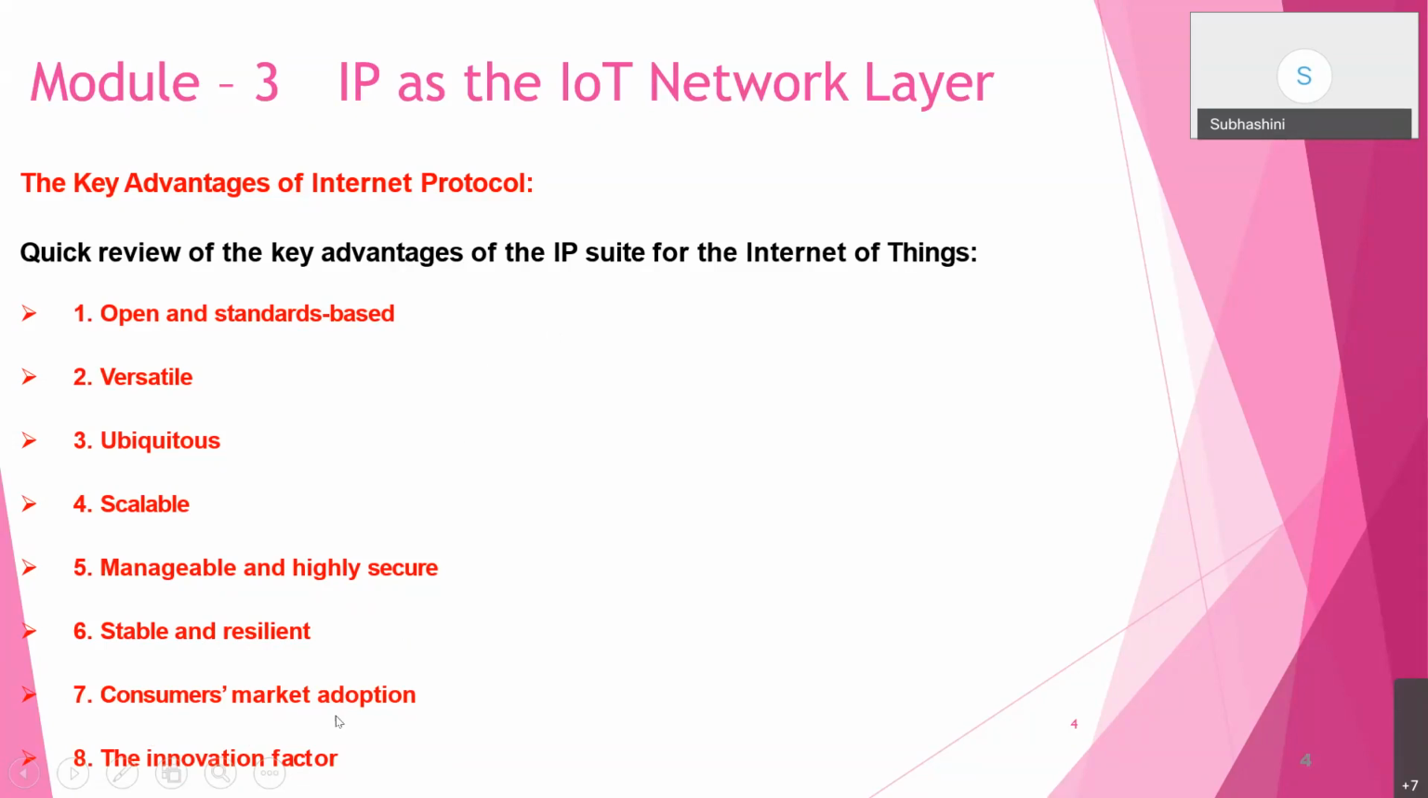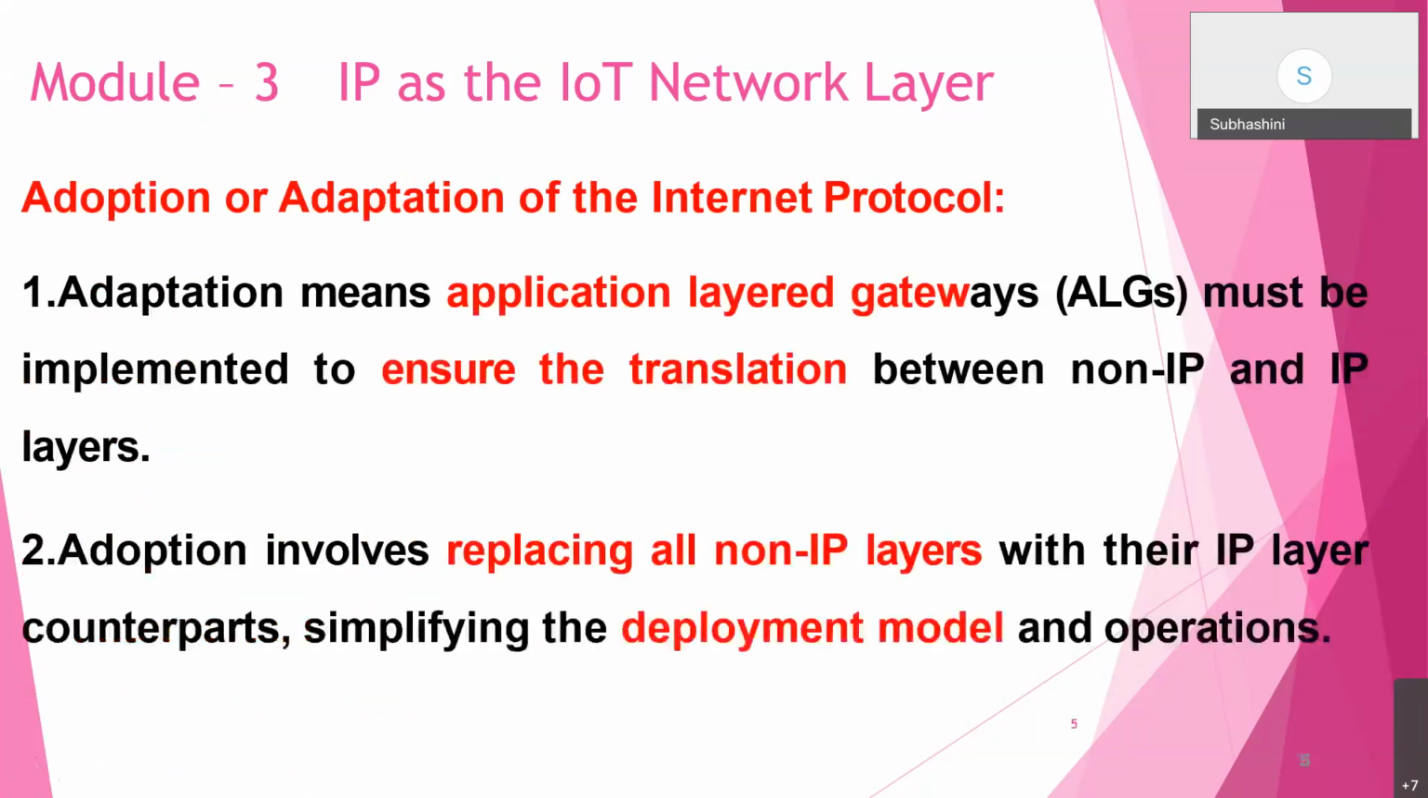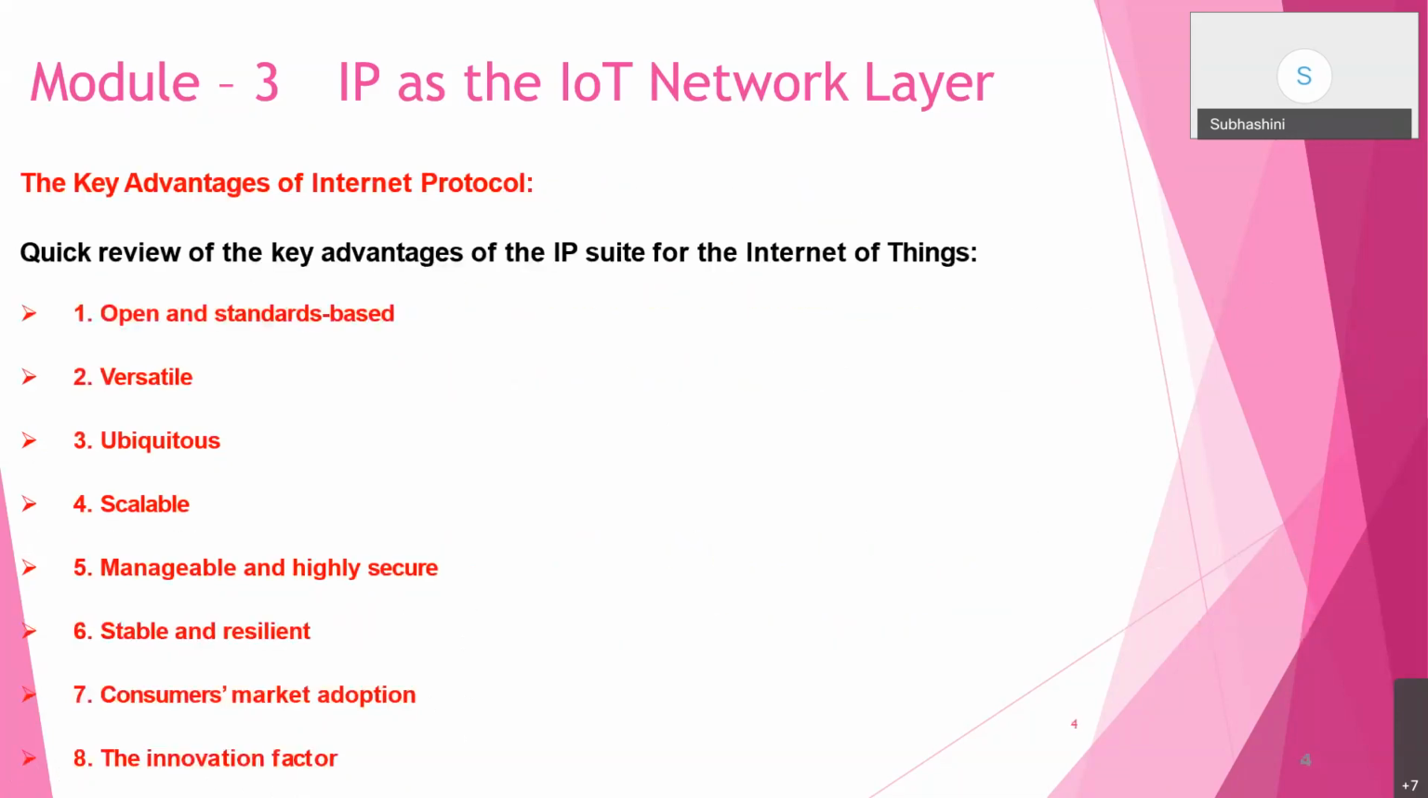Then consumer market adoption, that means what? Earlier or existing devices and even your modern devices can both make use of IP. You can communicate older with newer versions of devices. And the last one is the innovation factor. Innovation factor talks about changes in IP. The changes in IP are made at frequent intervals and updated to everybody, and they stand as innovative factors. So these are some of the benefits available to internet of things by IP. This is an important question.